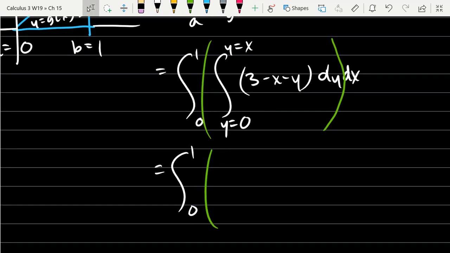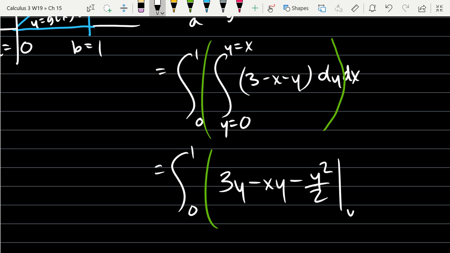What is the y antiderivative of 3? 3y. What's the y antiderivative of negative x? Negative xy, because x is a number. What about negative y? y squared over 2. This is y squared over 2. It's probably the most normal feeling antiderivative. And we're going from y equals 0 to y equals x.